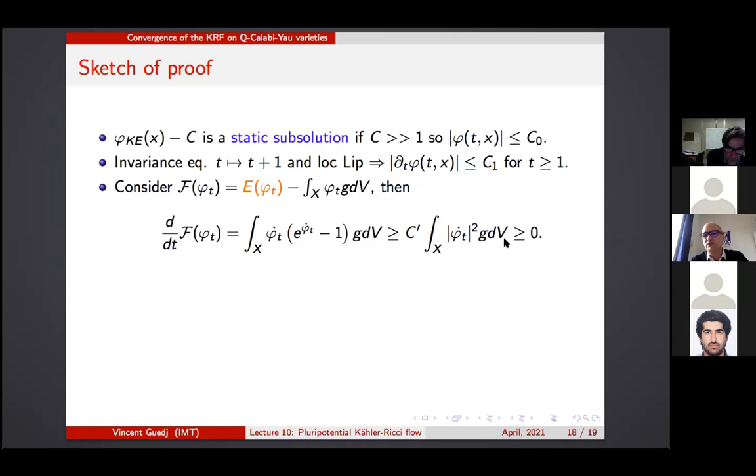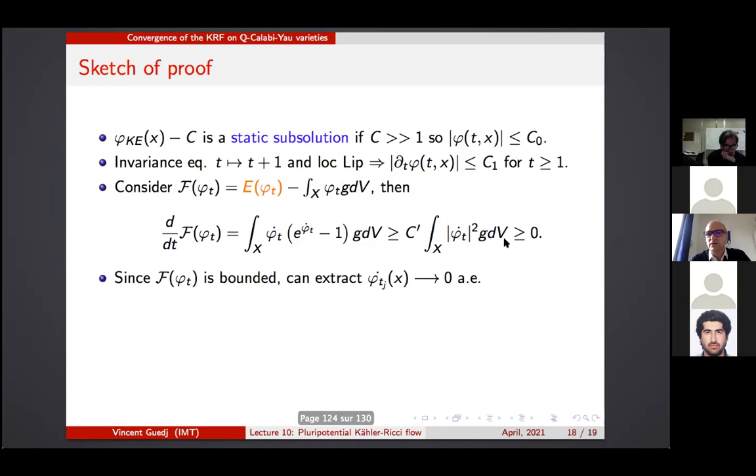So you get two important consequences out of that. First, this functional f is increasing along the flow. Remember from last week that one way to solve the Monge-Ampère equation, the variational approach, was to try and maximize the functional f. So here, good news: along the flow, f is increasing. But moreover, because f is bounded from above, it cannot increase infinitely. So along at least a subsequence, we can extract a subsequence so that phi t dot goes to zero almost everywhere.